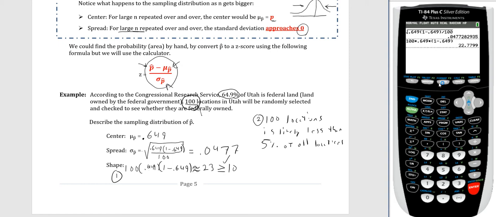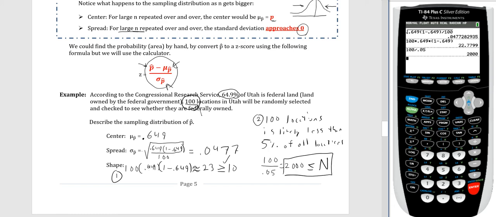Or what we could do instead is just argue it mathematically by doing our sample size of 100 divided by 0.05. So if I do 100 divided by 0.05, what we get is 2,000, and we try to argue that that is less than or equal to the population size.